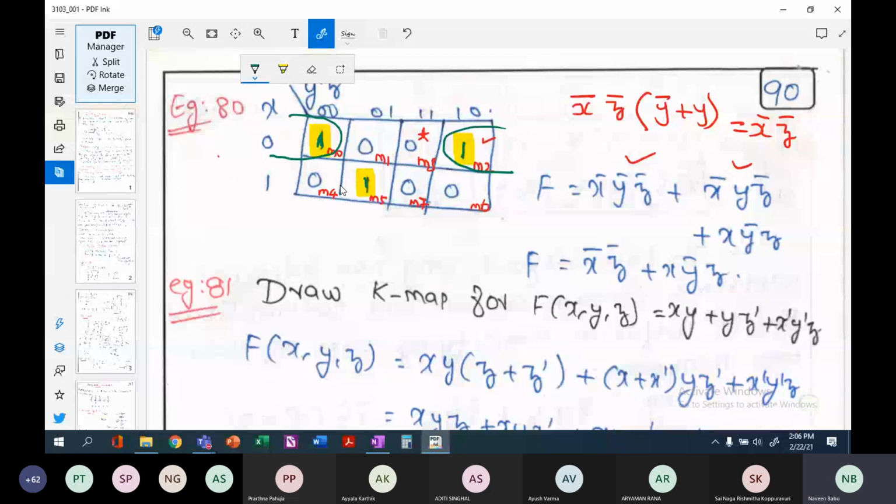Similarly, first column and last column can be wrapped. If you wrap this, this row corresponds to what? This row corresponds to X bar. So you write X bar. And this cell corresponds to what?